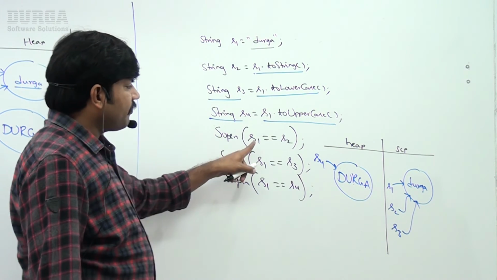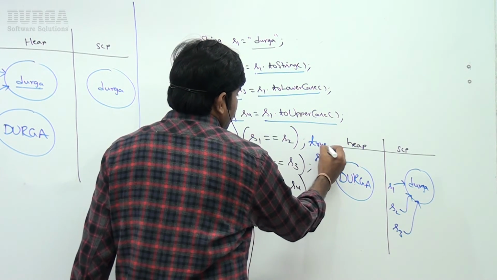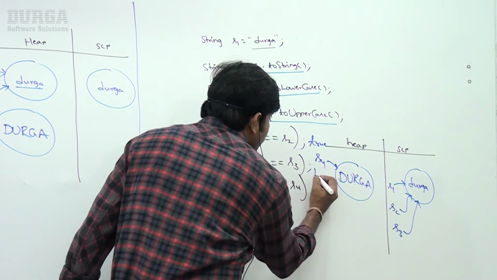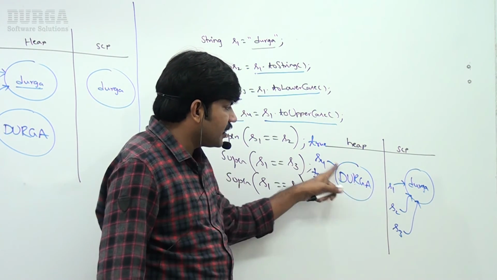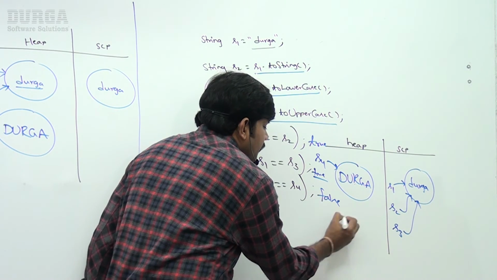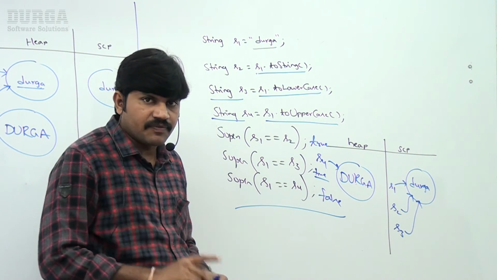Now very simple. S1 == S2: true is the answer. S1 == S3: true is the answer. S1 == S4: S1 and S4 are not pointing to the same object, so false is the answer. Getting it? True, true, false is the answer.